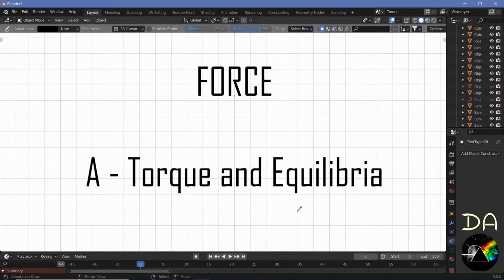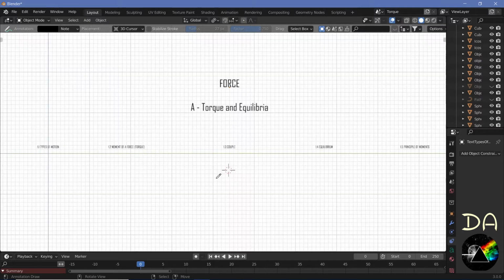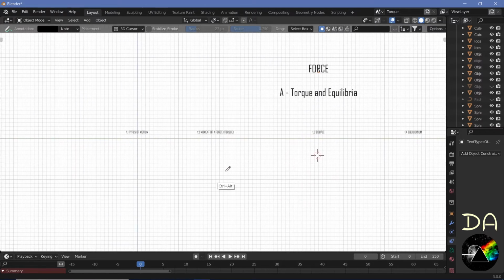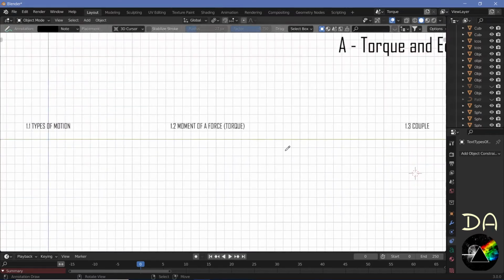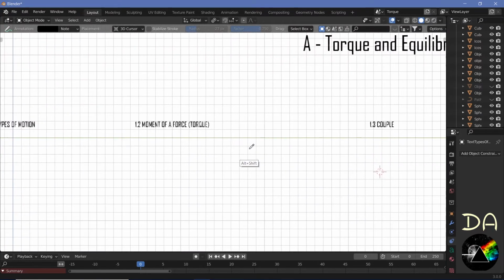Welcome to Chapter 1 of ICSE Physics, Class 10. Chapter 1 deals with force, and in this video, we're going to finish Part A of the chapter, which is labeled Torque and Equilibria. We're going to be dealing with 5 different subheadings, starting from types of motion to moment of a force, which is also called torque.